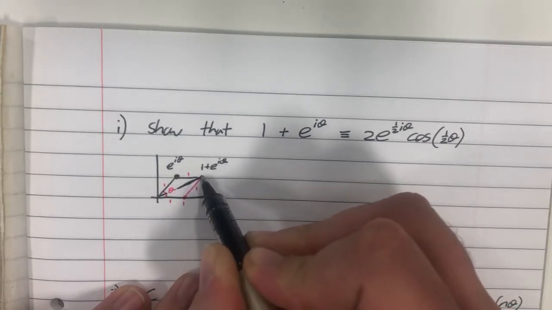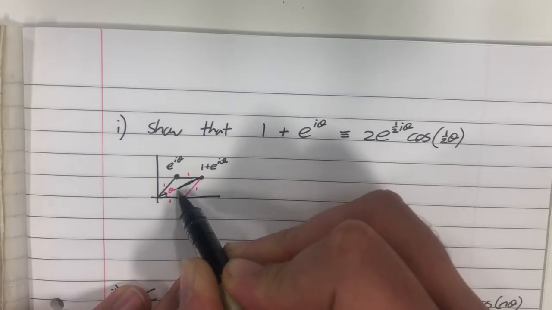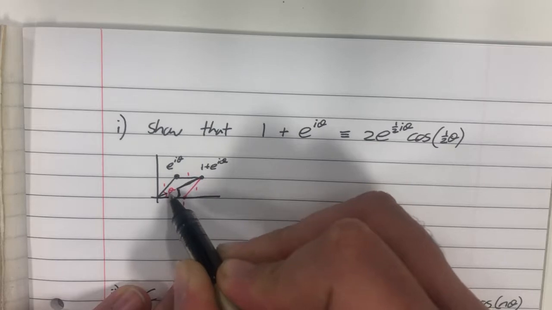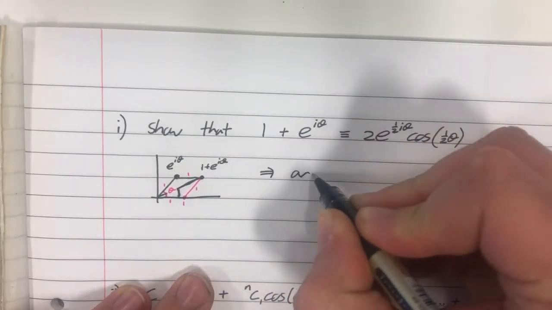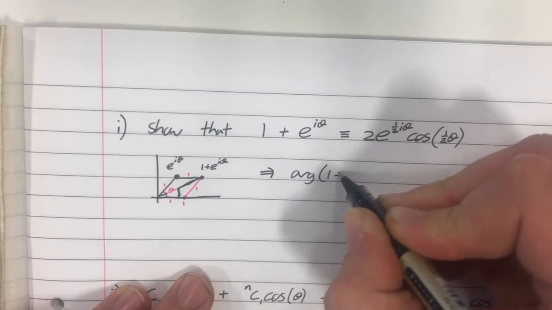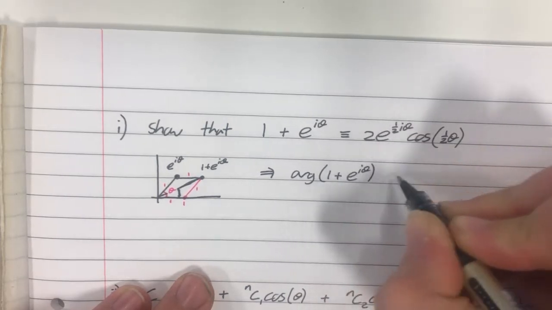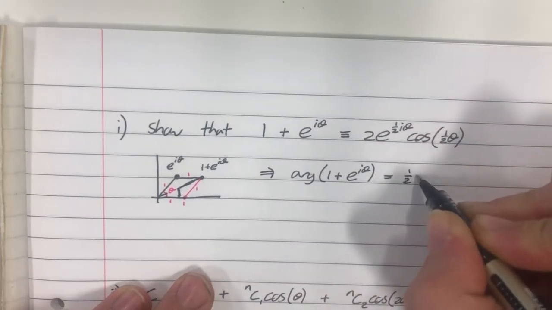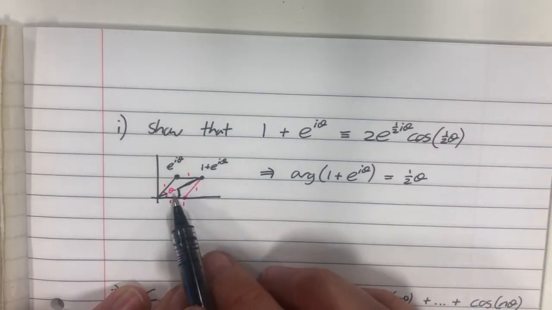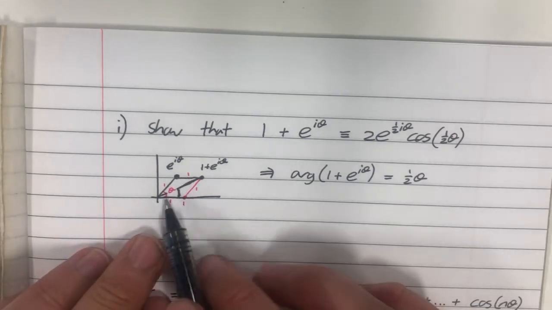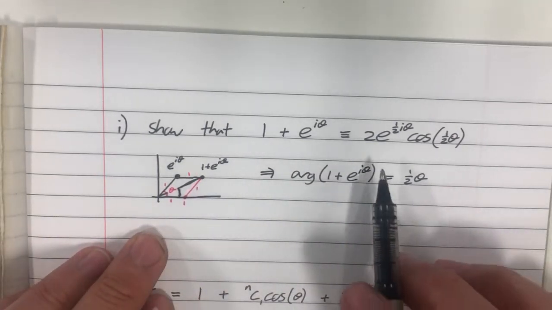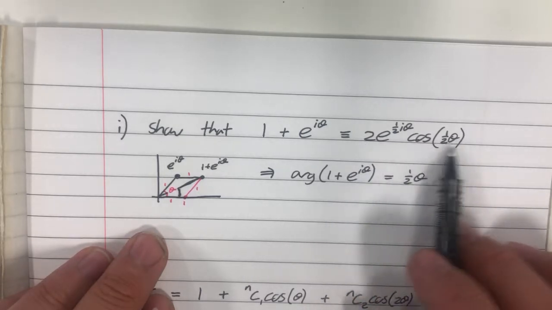Okay, so to find the argument of this point here, I need this argument here, which hopefully you can tell is just half of theta. So that tells us that the argument of 1 plus e to the i theta is half of theta. Okay, so it's half of the angle of e to the i theta. The other part that we need to know is the modulus. It should hopefully come out to be 2 cos of half theta.